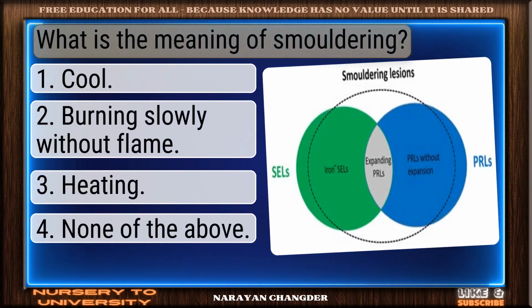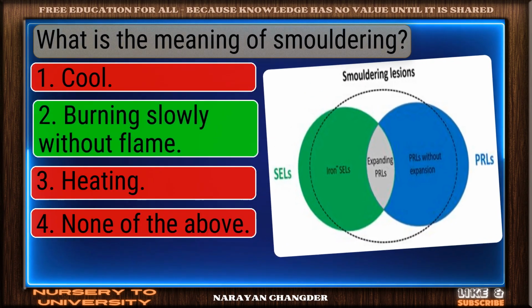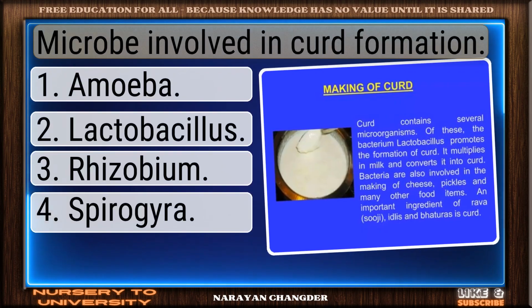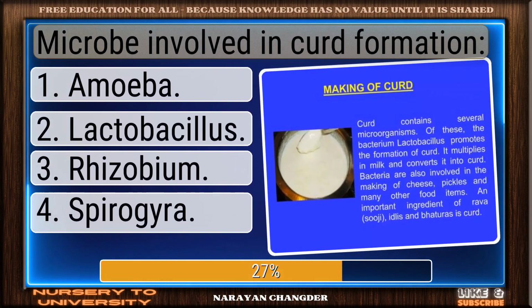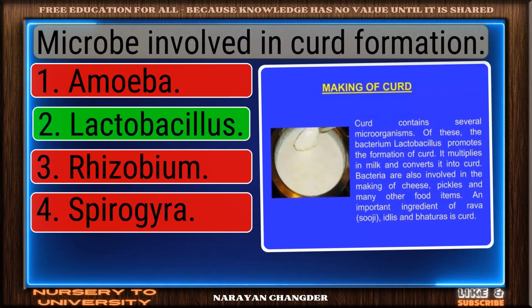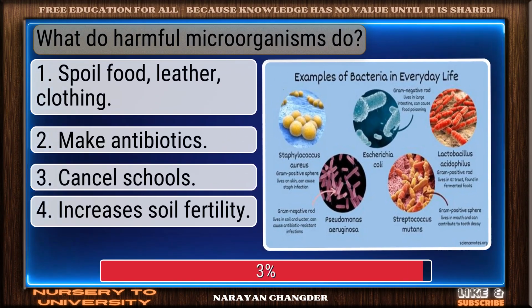What is the meaning of smoldering? Solid response. Burning slowly without flame is a valid choice. Microbe involved in curd formation. Nicely done. Lactobacillus is a solid answer. What do harmful microorganisms do?